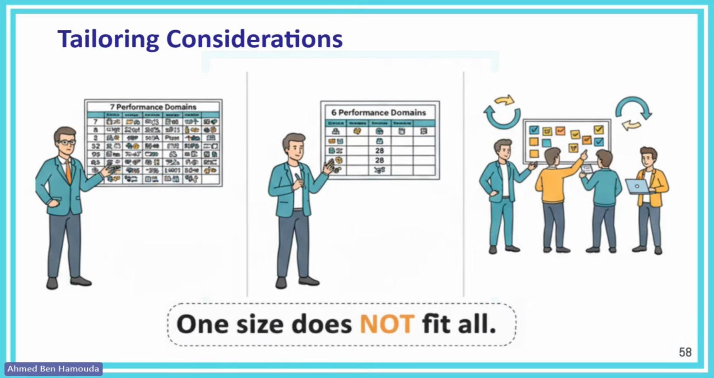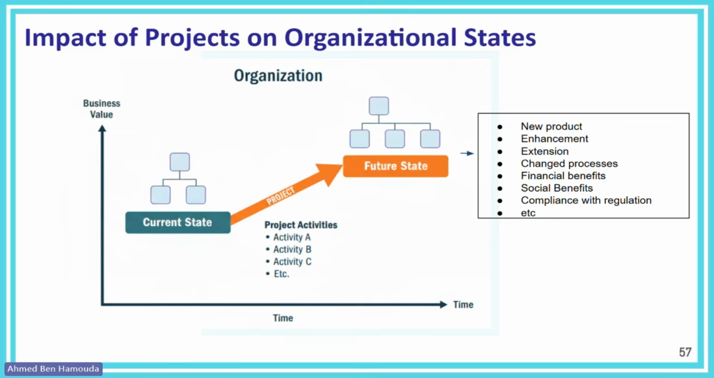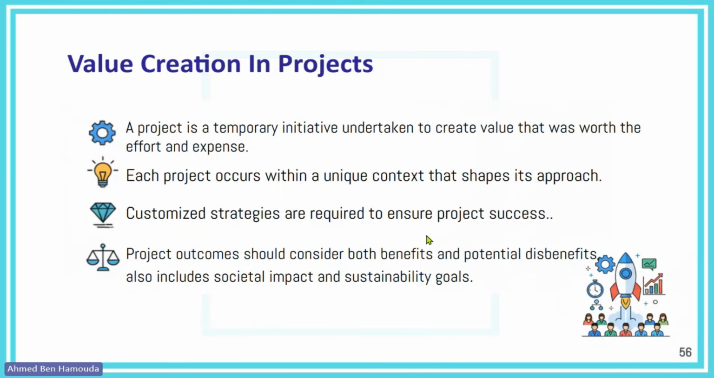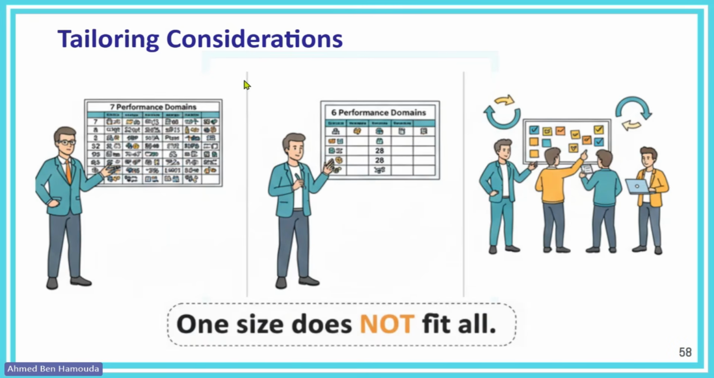Okay, now one important key point, which is tailoring considerations. You see, we saw it here. Each project occurs within a unique context that shapes its approach. That's why tailoring is quite important. You don't take the same approach and try to apply it on all the projects. You must tailor. There is not one size fits all project management approach.